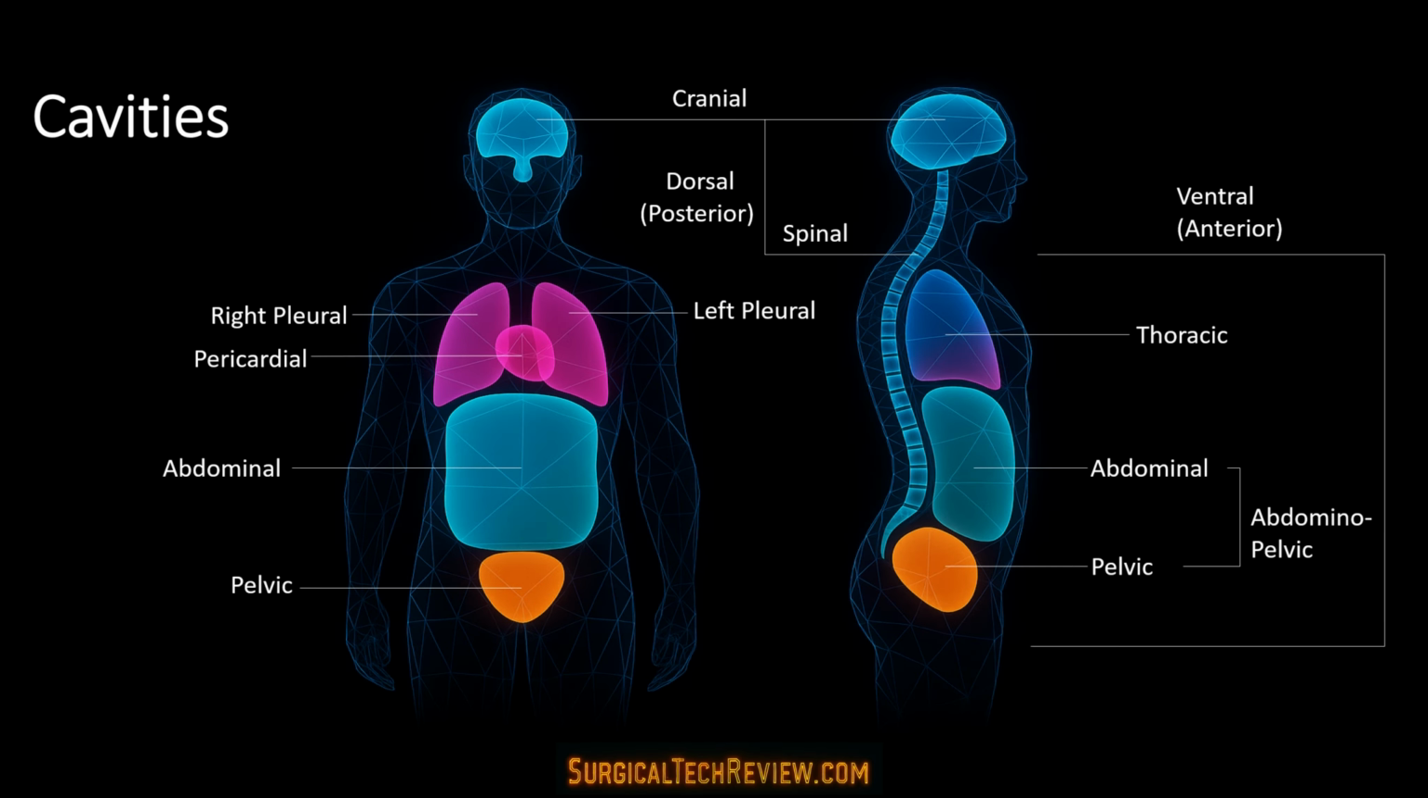The body cavities protect our internal organs. The dorsal cavity includes the cranial and spinal cavities, while the ventral cavity houses organs of the thoracic and abdominopelvic regions. Inside the thoracic cavity, you'll find the right and left pleural cavities and the pericardial cavity surrounding the heart. The abdominopelvic cavity contains organs of digestion, reproduction, and elimination.